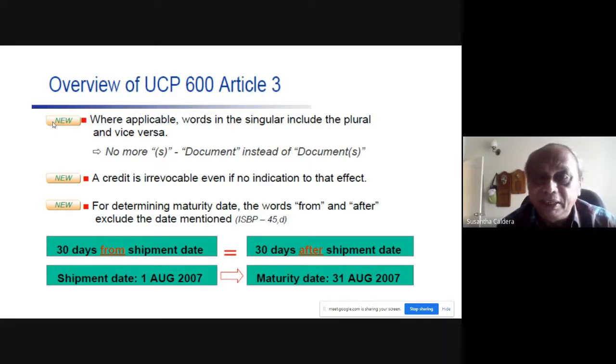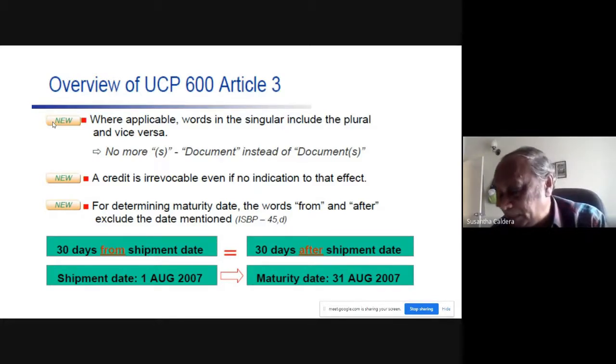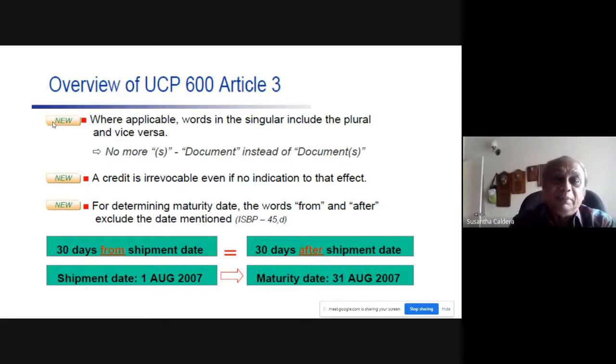For determining maturity date, the words from and after exclude the date mentioned. We will learn that in the ISBP also later. For determining maturity date, the words from and after exclude the date mentioned.